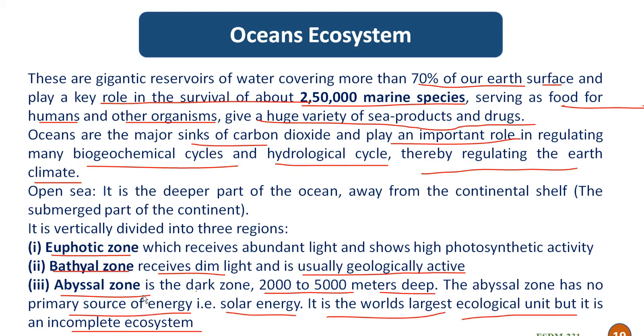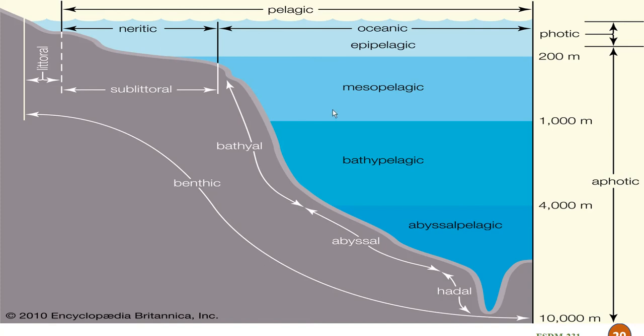So the ocean or sea is vertically divided into three different regions, and these three regions play an important role in the ocean ecosystem. First is the euphotic zone, then the bathyal zone, and then the abyssal zone. In the diagram, we can see the different zones, and different parameters are given here. And this is the ocean ecosystem.